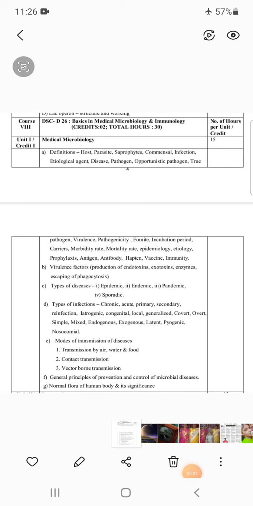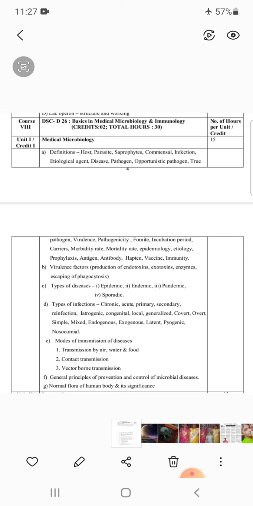Good morning, students. Today we are starting with B.Sc second year, semester 4, paper number 8, with the name Basics in Medical Microbiology and Immunology. In that, I am going to take your unit number 1, that is named Medical Microbiology. So, in today's lecture, we are going to go through the overall syllabus.